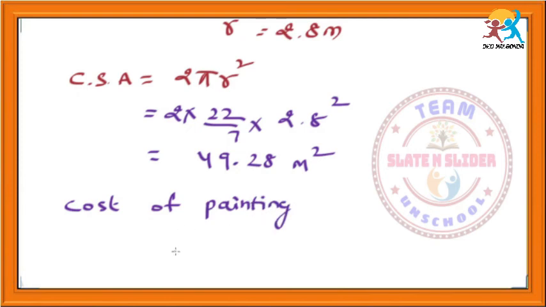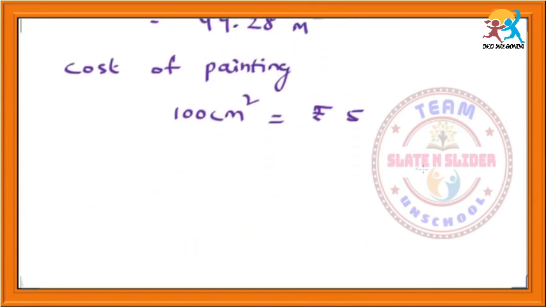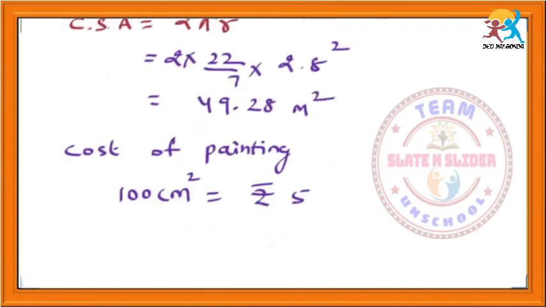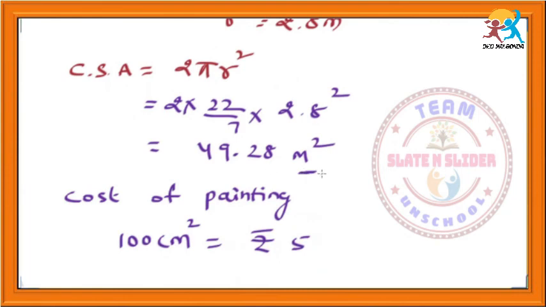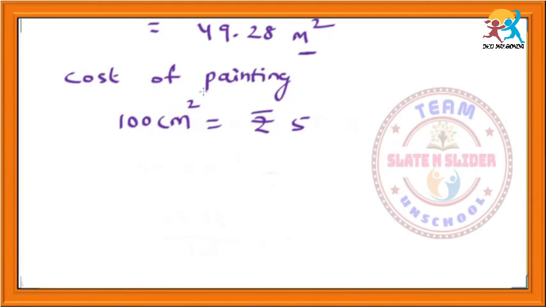Cost of painting 100 centimeters square is equal to 5 rupees. And for 49.28 meters square, how many rupees? That is 100 centimeters square is equal to 5 rupees. Actually here the curved surface area we got in meter square, so that we have to convert the cost in the form of meter square. So for 100 centimeters square it is 5 rupees.